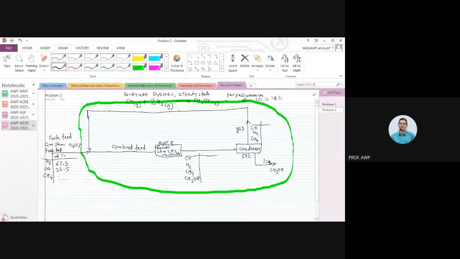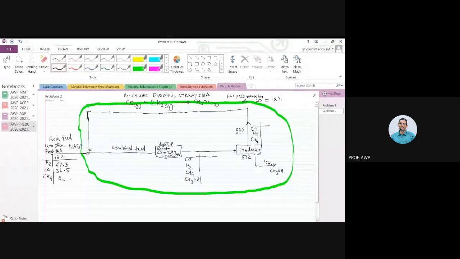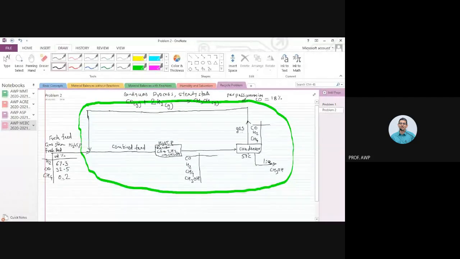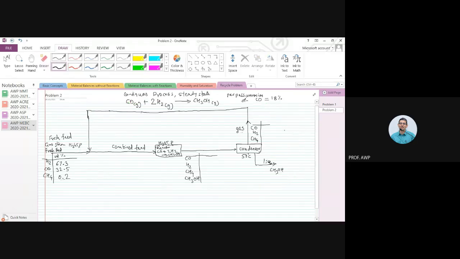After some time, it will become 0.5%, 0.7%. If I look at the methane content in this combined feed, it will keep on increasing, right? Because methane is coming in all the time. Methane is not reacting. Methane is not going out. So this combined feed will have methane keep on accumulating. Finally, you will have only 100% methane getting recycled. Very little carbon monoxide will be there. Very little hydrogen will be there.